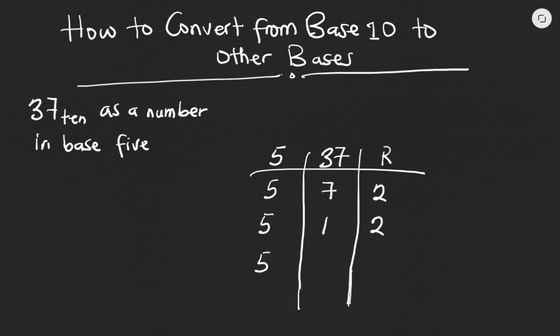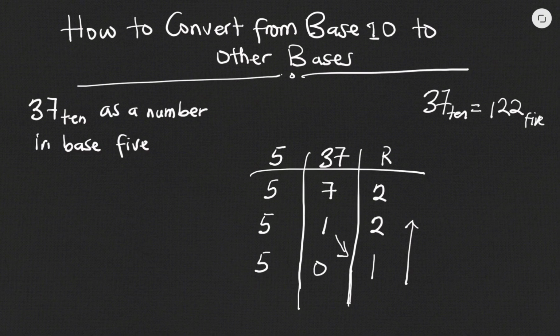And then I write 5. How many times will 5 go into the 1 over here? It is impossible. So I write 0 here, and then I bring the 1 to the end over here. So I write from bottom up as my answer. So 37 base 10 is equal to 122 base 5. Okay, so that is our answer for the first example.